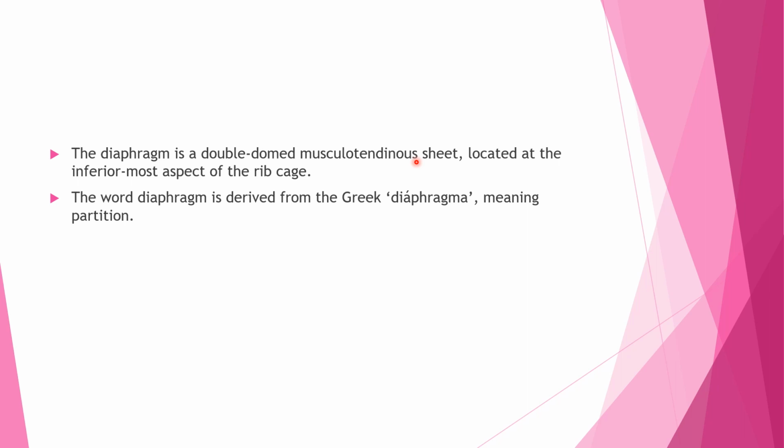The diaphragm has two domes. It is a musculo-tendinous sheet. It is located in the inferiormost aspect of the rib cage. The word diaphragm means partition. It is derived from the Greek word diaphragma.